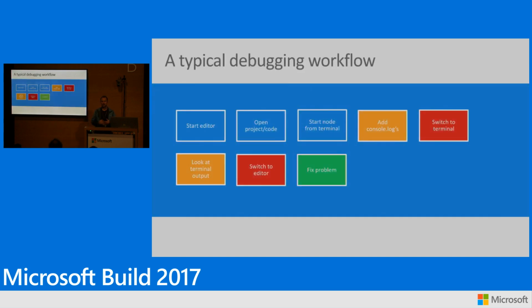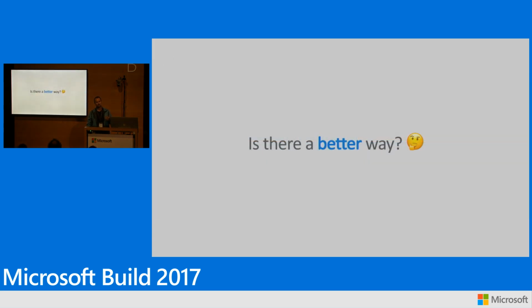And the interesting thing when we look at what a typical developer workflow is: you start your editor, you open up your project or your code in your editor, you start Node from the terminal, you add some console logs if something is not really working, you switch to the terminal, you look at the terminal output to see what you're actually logging out, then you switch back to your editor, and then you try to fix the problem. And this is the continuous process that you're doing probably a few hundred times a day, right? What we've been asking ourselves on the JavaScript diagnostics team is basically, can we do better? Is there a better way?